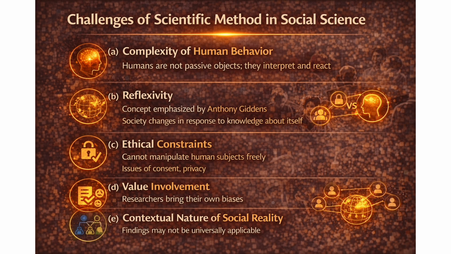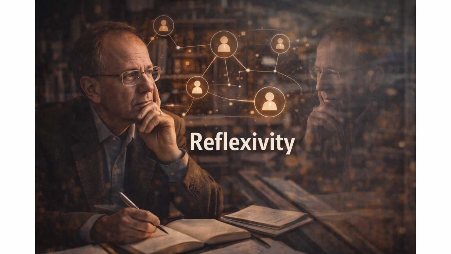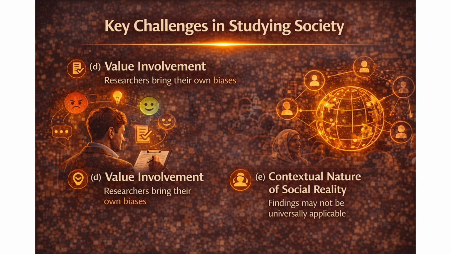Challenges of scientific method in social science. Complexity of human behavior. Humans are not passive objects, they interpret and react. Reflexivity. Concept emphasized by Anthony Giddens. Society changes in response to knowledge about itself. Ethical constraints. Cannot manipulate human subjects freely. Issues of consent, privacy. Value involvement. Researchers bring their own biases. Contextual nature of social reality. Findings may not be universally applicable.